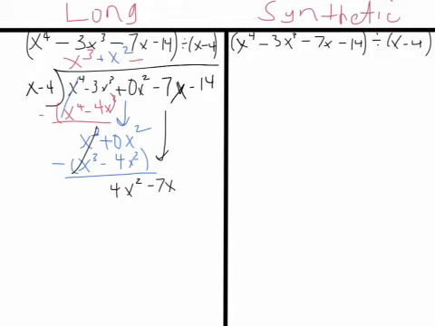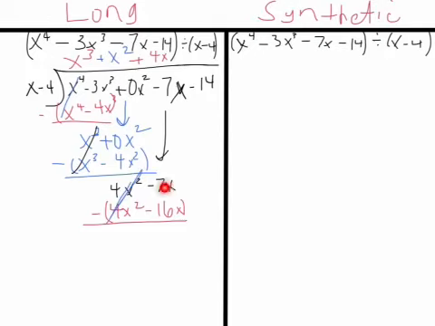Now I can multiply this by 4x. 4x times x, 4x squared. 4x times negative 4, negative 16x. Okay, subtract it. So that will cancel this. Oh well. Okay, so that cancels this.